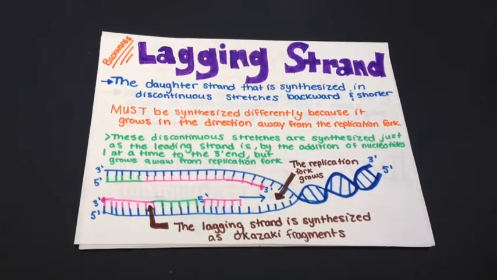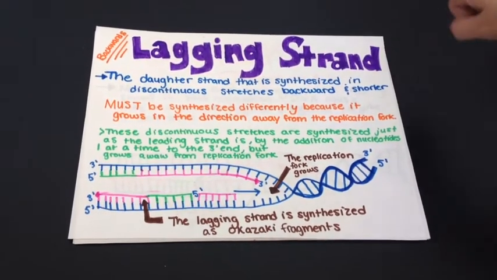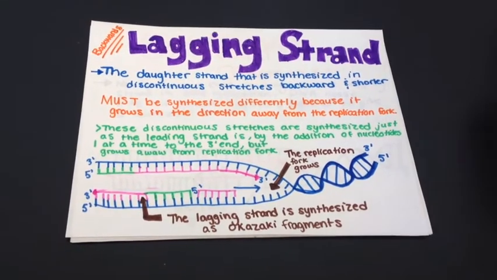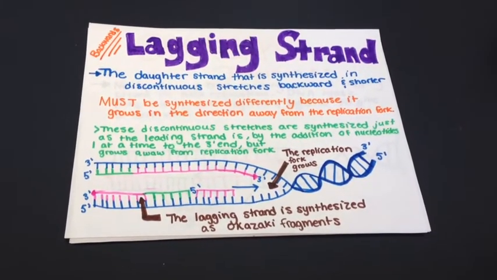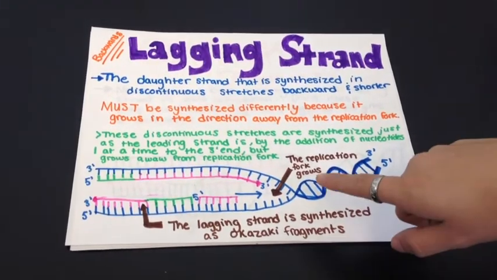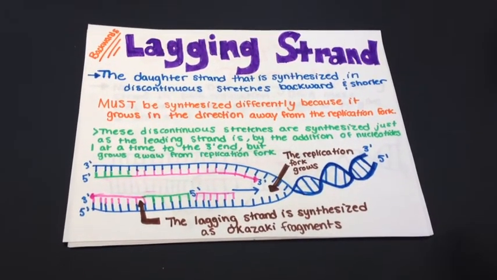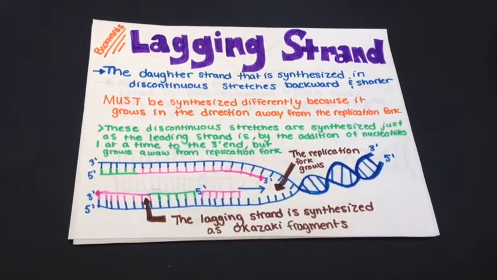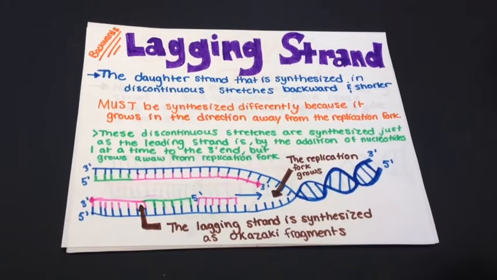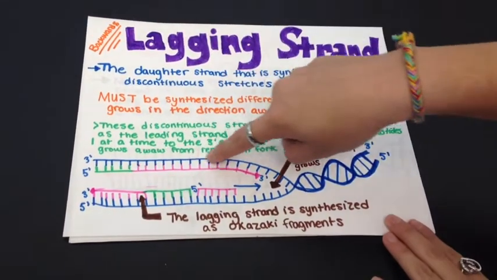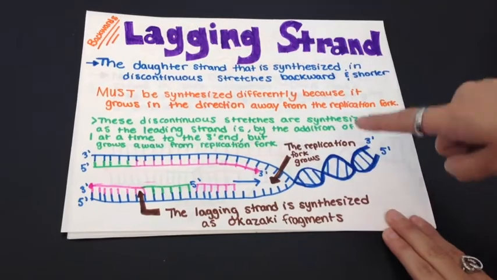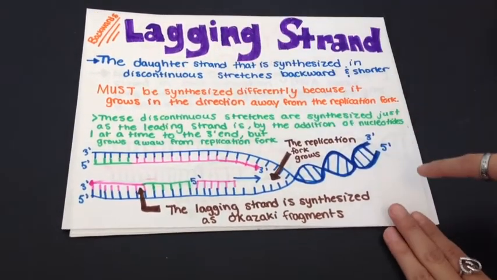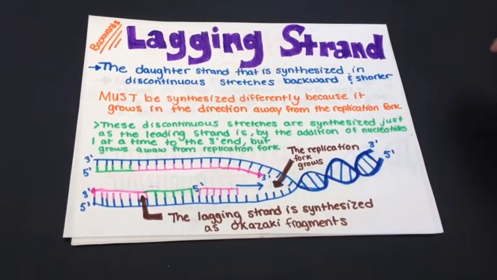What contrasts with the leading strand is the lagging strand, which is the daughter strand that is synthesized in discontinuous stretches, backwards and shorter. It must be synthesized differently because it grows in the direction away from the replication fork. These discontinuous stretches are synthesized just as the leading strand is, by the addition of nucleotides one at a time to the 3 end, but grows away from the replication fork. So this is the leading strand growing forwards, and this is the lagging strand, which is synthesized as Okazaki fragments backwards. And here are the different gaps showing that it's discontinuous.